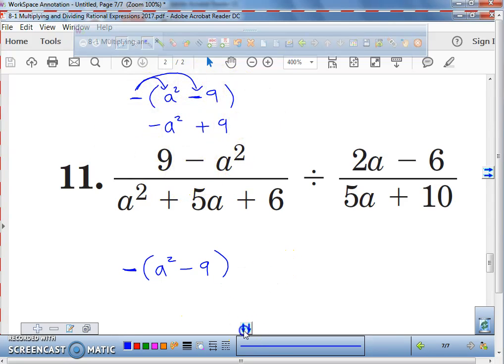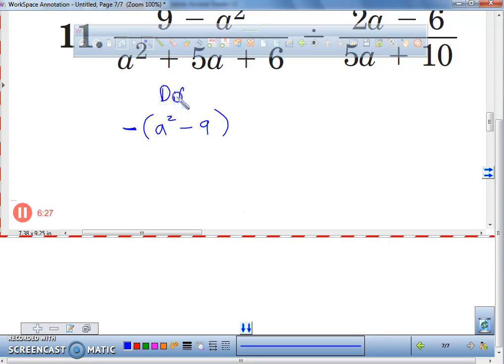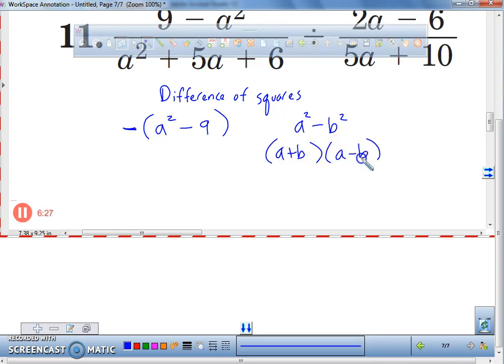Okay? Now, everybody, we just did an example of this. This is another example of a difference of squares. And remember the rule for a difference of squares is this. If I have a squared minus b squared, that factors to a plus b and a minus b. So I have a negative right here. What do you think a squared minus 9 would factor to? I'll give it to you. It's going to be an a plus something, and it's going to be an a minus something. That's right. A 3 and a 3.